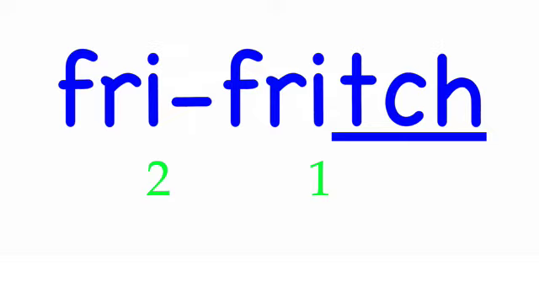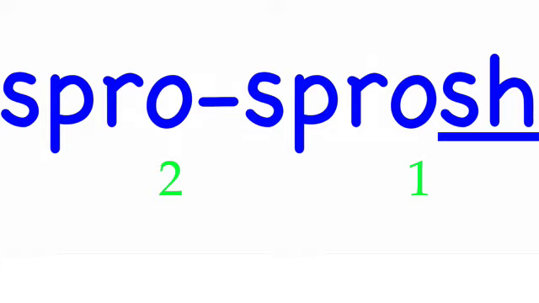Row 5. Spro, sprosh. Spro, 4 sounds: s, p, r, o. Sprosh, 5 sounds: s, p, r, a, sh.